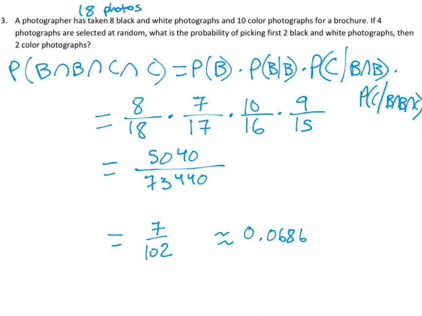All right, let's see how you did. You should have gotten 5,040 over 73,440, which reduces to be 7 over 102. And the decimal approximation, that is 0.0686. It just keeps going. So yeah, a little bit over 6%, almost 7% chance of getting that exact thing to happen. And there you go, just a couple examples from the assignment.